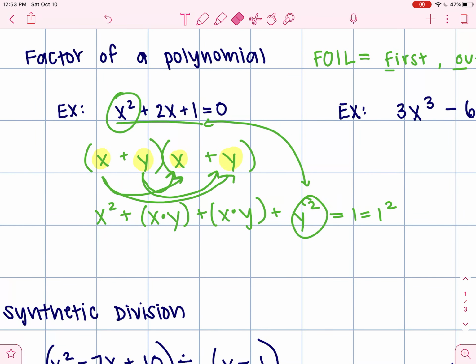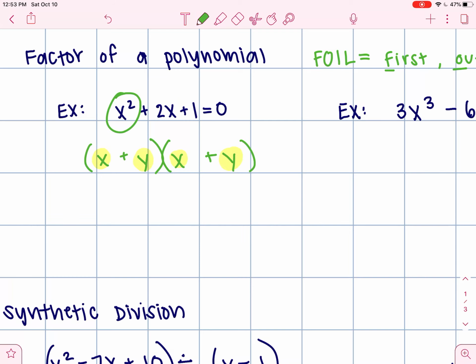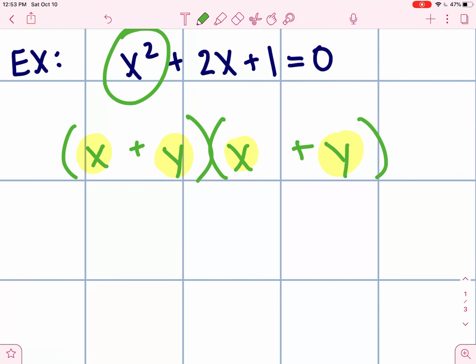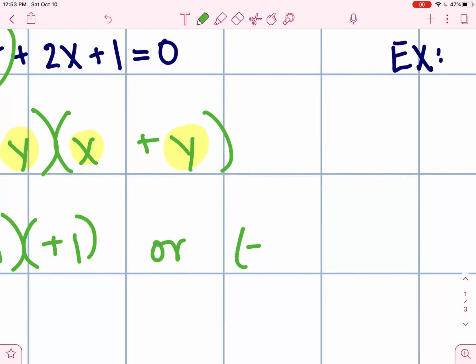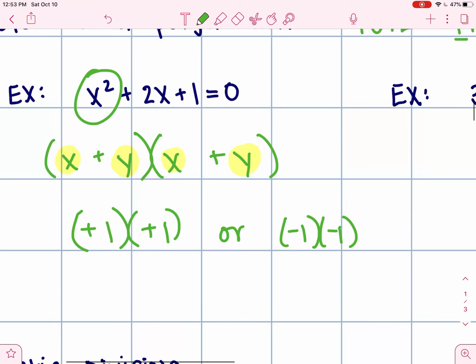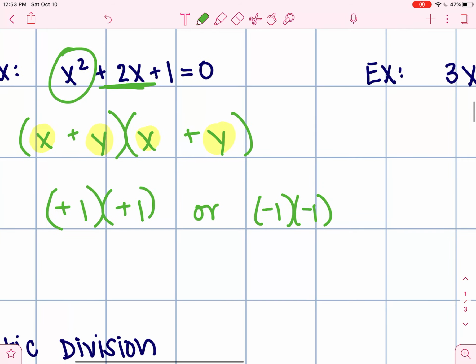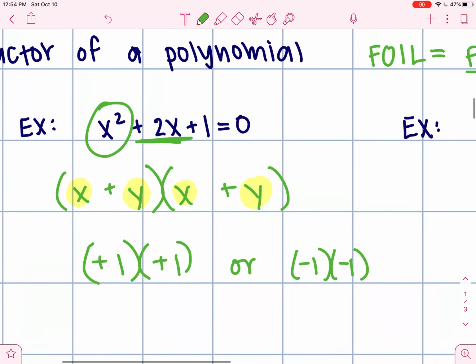So let me clean this up a little bit so that we can find this out. So what multiplies together to get 1? Positive 1. So we can have either 1 times 1, positive 1 times 1, or we can have negative 1 times negative 1. Either way, they equal positive 1. Now, to find out if it's positive or if it's negative, you want to look at the sign of the second term. So the second term is positive 2x.